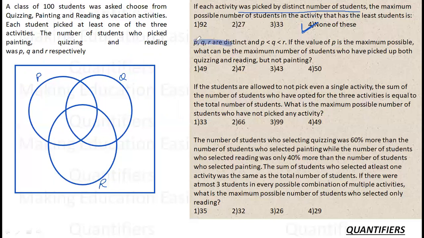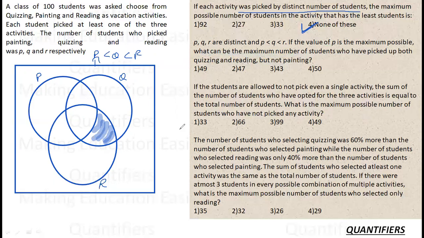P, Q, R are distinct integers such that P is greater than Q is greater than R. If the value of P is maximum possible, what can be the maximum number of students who have picked up both quizzing and reading but not painting? So मुझे quizzing and reading को maximize करना है. I want to maximize this region. Also, I am given that P is less than Q is less than R, but I have to maximize P also. This is also the constraint. Okay, P is also the maximum possible.